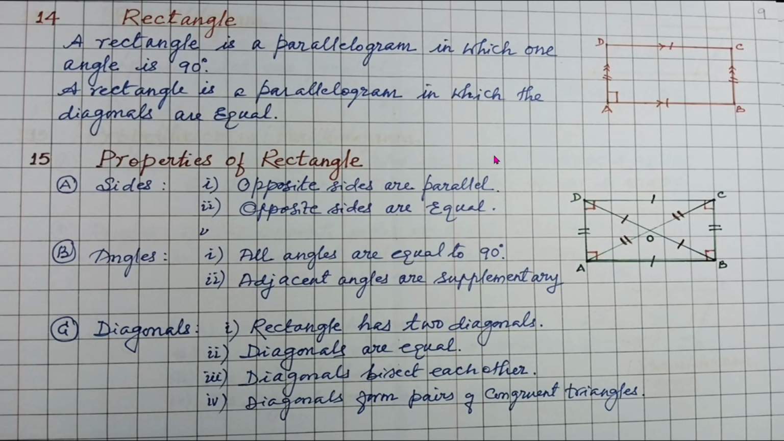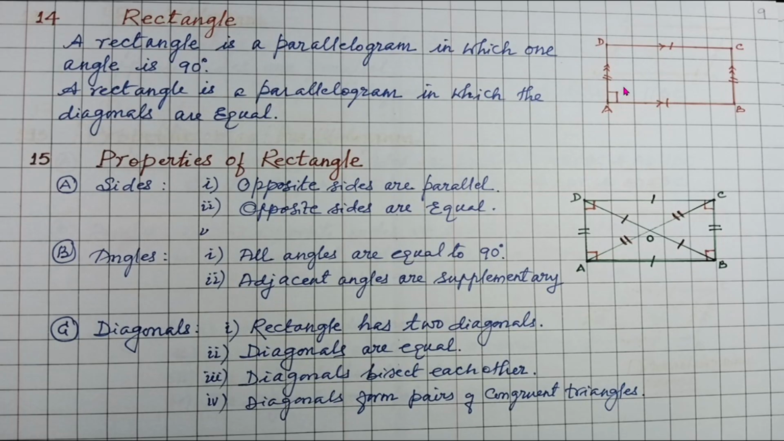Now about the special parallelograms. The special parallelograms are rectangle, rhombus and square. So let us learn as to what is a rectangle and why it is called as a special parallelogram. A rectangle is a parallelogram in which one angle is 90 degrees. It means that a parallelogram ABCD becomes a rectangle if one of the angles of the parallelogram is 90 degrees.